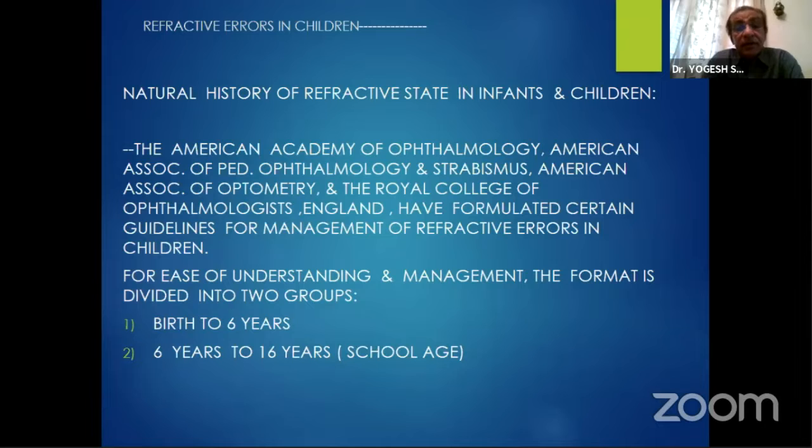The American Academy of Ophthalmology, the American Association of Pediatric Ophthalmology and Strabismus, the American Association of Optometry, and the Royal College of Ophthalmologists of England have formulated certain guidelines for the management of refractive errors in children. That is what is important to know, and that's what we should follow. For ease of understanding and measurement, the format is divided into two large groups: birth to 6 years and 6 years to 16 years, the end of the school age. Because by 16 years, most of the refractive errors have developed or they have disappeared.